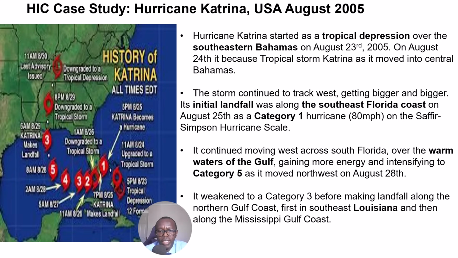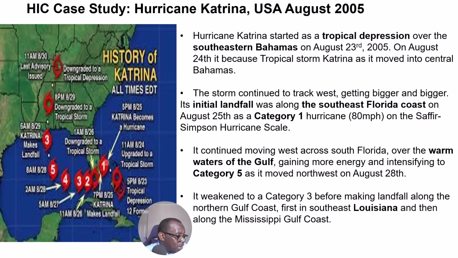The HIC case study that we're going to look at is Hurricane Katrina in the USA in August 2005. So this hurricane started as a tropical depression over the southeastern Bahamas. So if we look at the map, it started around here, and that was on the 23rd of August 2005. And on August the 24th, it became a tropical storm as it moved into central Bahamas. And then it continued to track west.